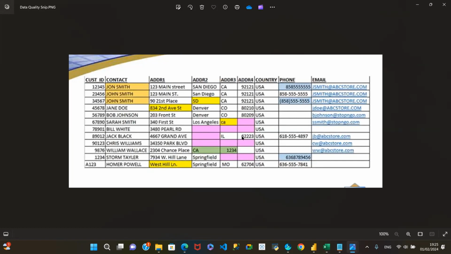What else do we find not right with this data set? Missing data. Thank you very much. We can see all these blanks here, all this missing data, that is a no-no that needs to be dealt with.